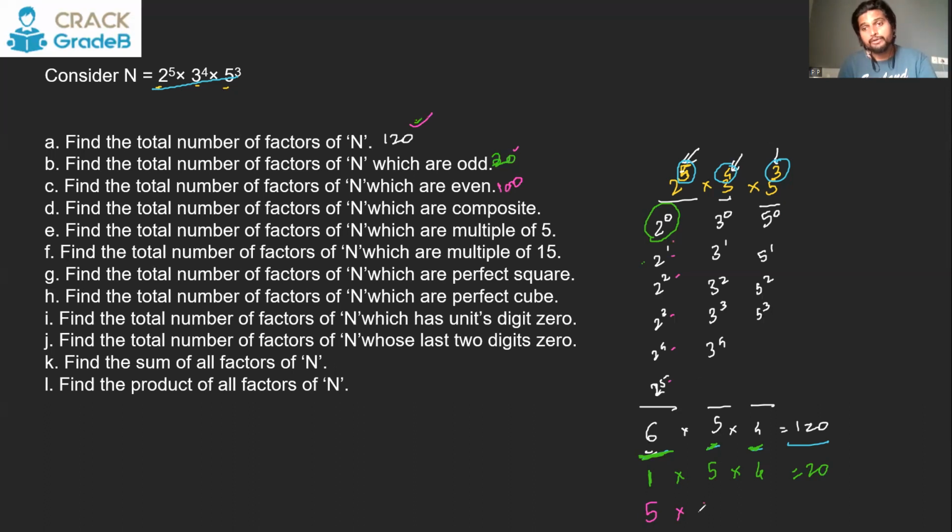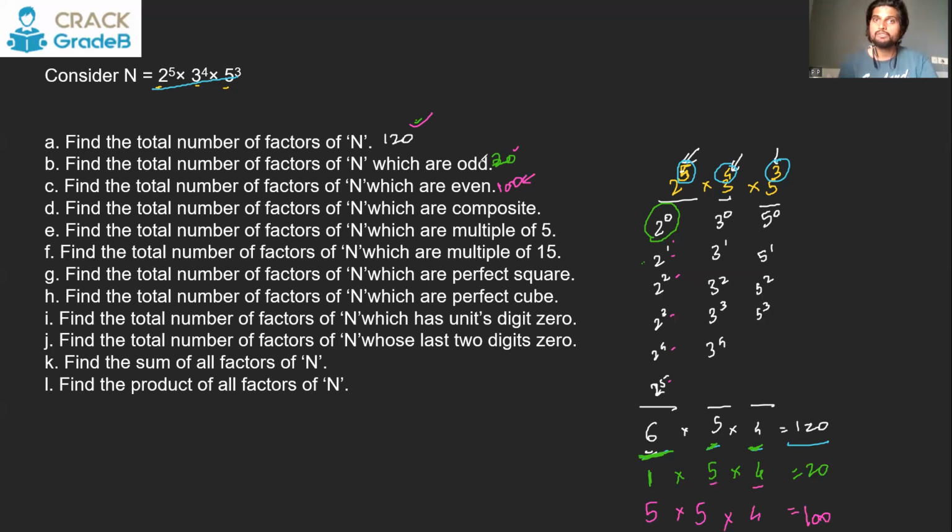That means all the 5 3's are available, all the 4 5's are available. So 5 into 5 into 4, that is 100. So there will be 100 even factors. So you should be able to calculate the total number of factors, number of odd factors, number of even factors.